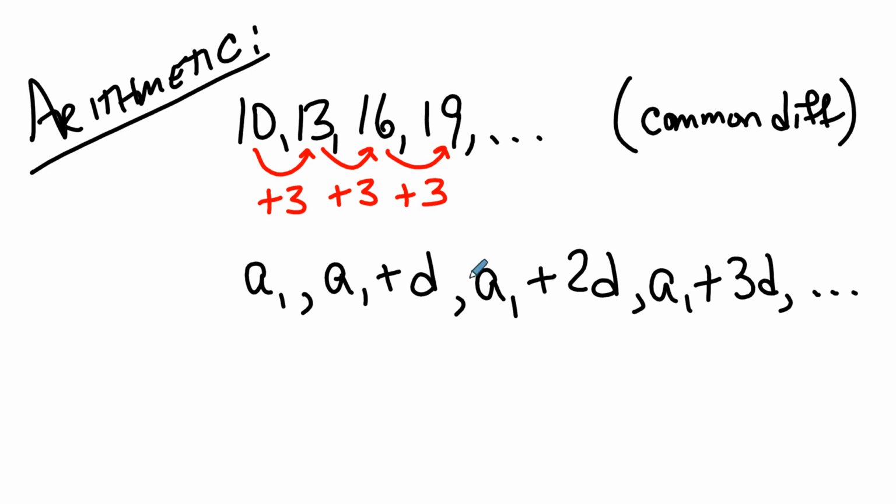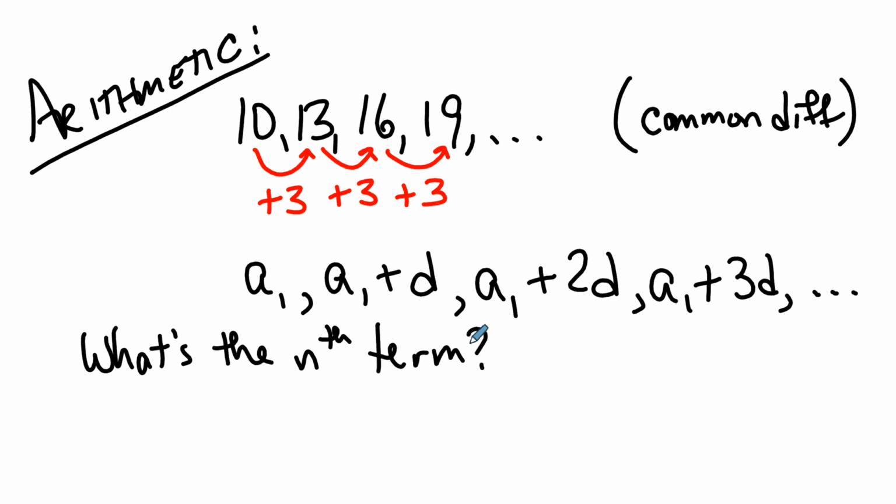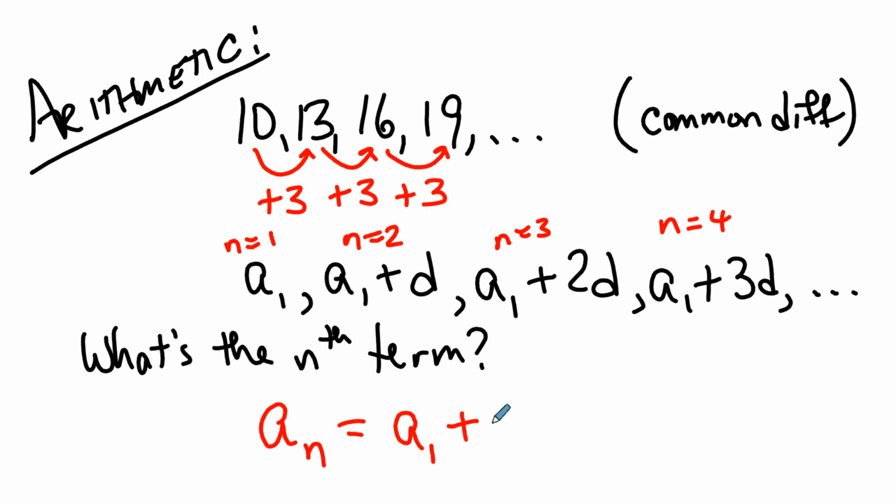So someone might ask, what's the nth term? Well, that's fair to ask about the nth term. So we recognize that if n is 1, it looks like this, and if n is 2, it looks like this, and if n is 3, it looks like this, and if n is 4, it looks like this. With n equals 4, there's a 3D, and with n equals 3, there's a 2D, and with n equals 2, there's a 1D, so you might think that a sub n is a sub 1 plus n minus 1 d's, and you'd be right.